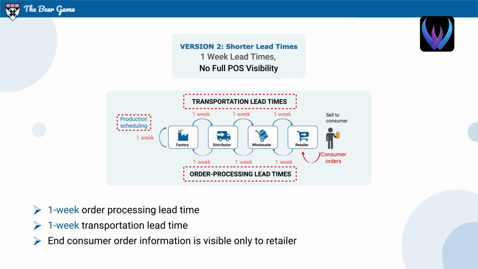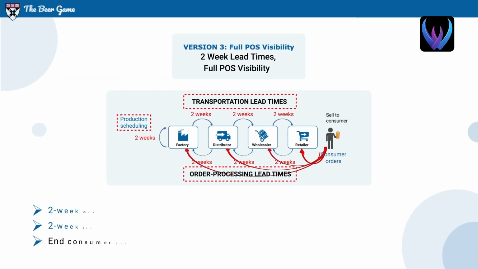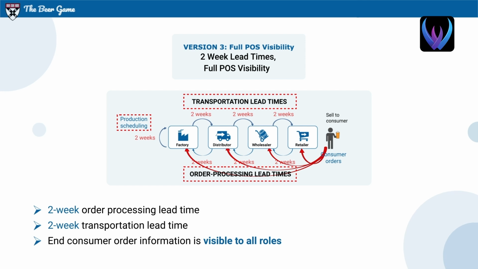In version 2, all lead times become 1 week. As in the base version, end consumer order information is visible only to the retailer. So again, we have no full POS visibility. In version 3, lead times are back to 2 weeks, but all players in your supply chain have POS visibility and are thus able to see consumer order information in real time.